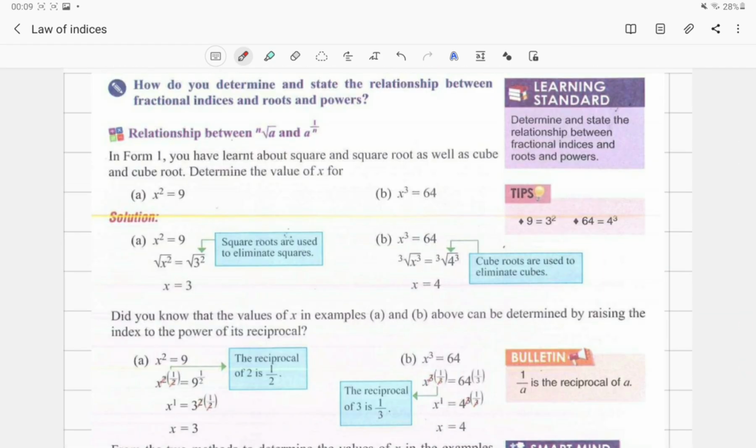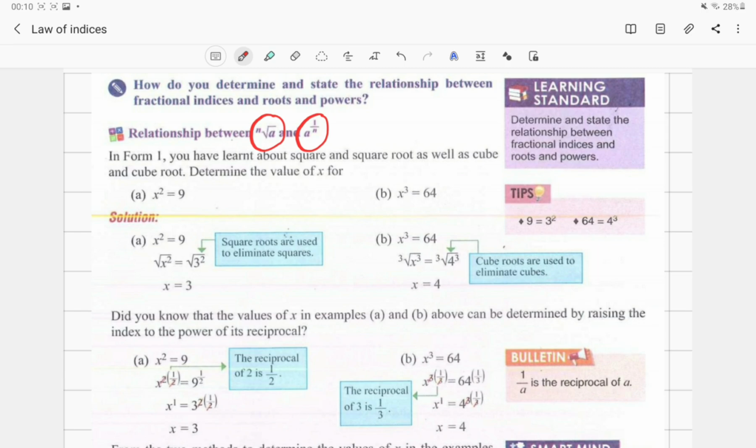Alright, now we continue with the other learning standard, to determine and state the relationship between fractional indices and roots and powers. Now we want to look at the relationship between nth root of a and a to the power of 1 over n. Now we have fractional indices. In Form 1 you have learned about square roots as well as cube roots.